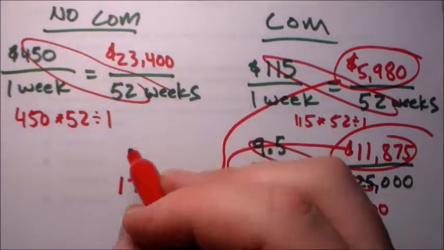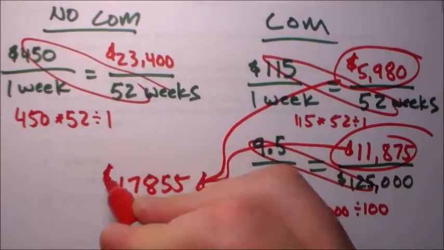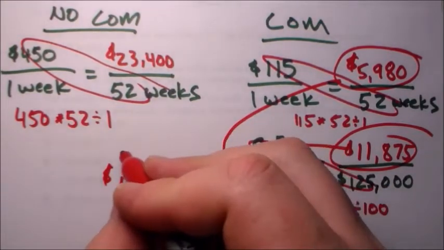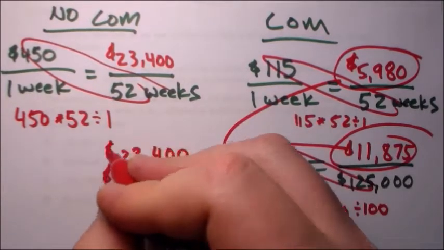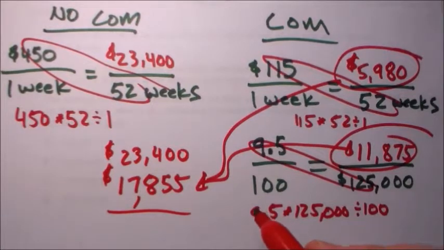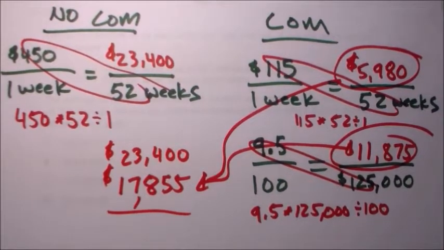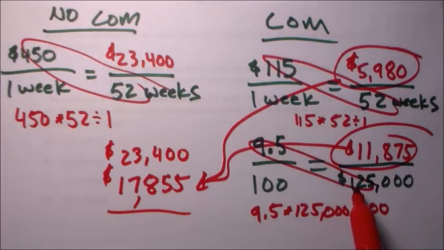That's just taking this number and adding them together. Well, which approach is better? Well, I get 23,400, and that's more than 17,855. So yeah, I'm going with the no commission. Unless we get this number to move significantly north, this $125,000 number, I'm going with the no commission. That's how I make more money.